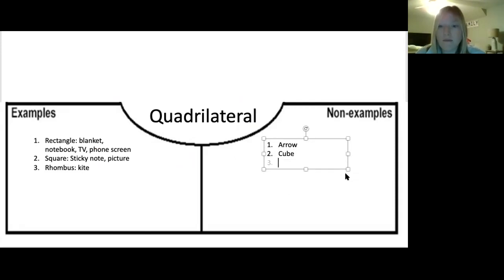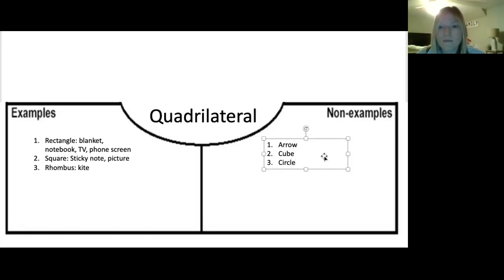I'm also thinking about a circle. So here's my bottle cap. Circles are everywhere, right? This doesn't have 4 straight sides. It has just one curve going all the way around. So that's a good example of something that's not a quadrilateral, right?